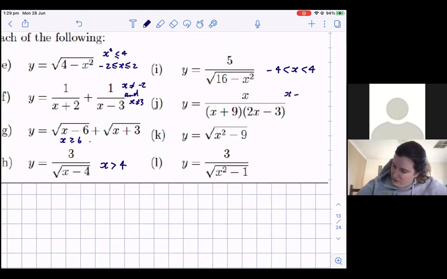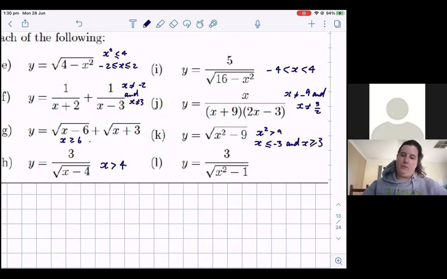This one, x does not equal negative 9, and x does not equal positive 3 on 2. This one, x squared take 9, it just can't come out as a negative, so x squared has to be bigger than 9. So x can be less than or equal to negative 3, and x can be bigger than or equal to positive 3. Another way to write this is the absolute value of x has to be bigger than 3.